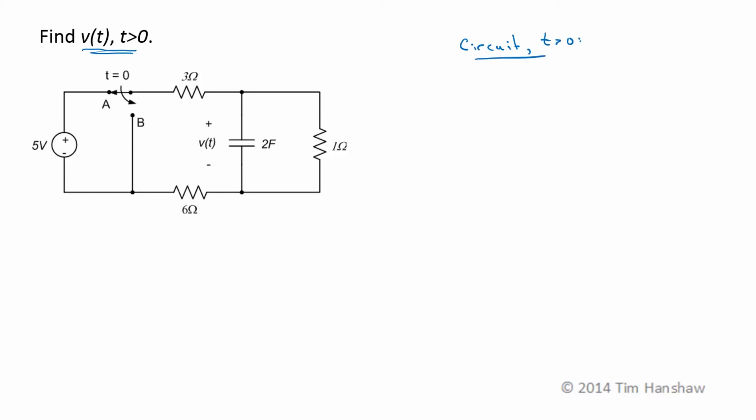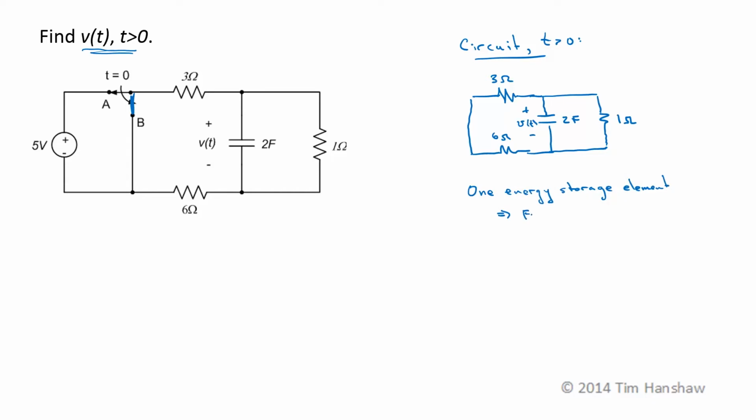At t greater than 0, this switch is in this position. The source is isolated. I have a 3 ohm resistor. The switch is connecting that to this 6 ohm resistor. I have a 2 farad capacitor and a 1 ohm resistor. Now the first thing we probably want to do is stare at this circuit for a while and see what's going on with it. I have one energy storage element, which means that this is a first order circuit.